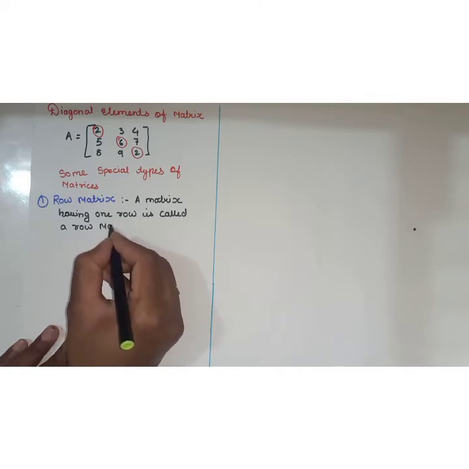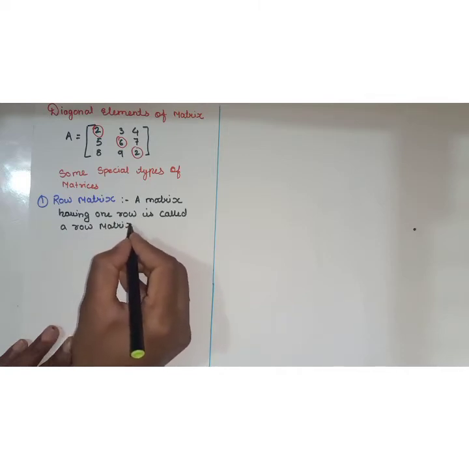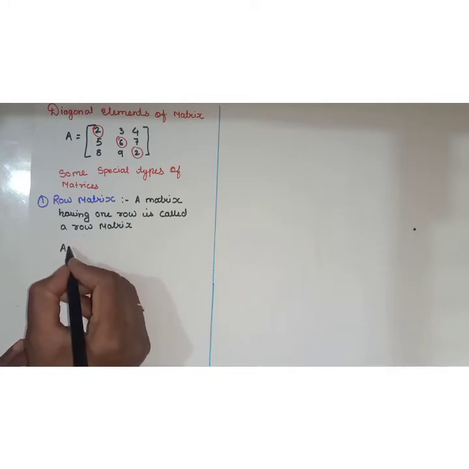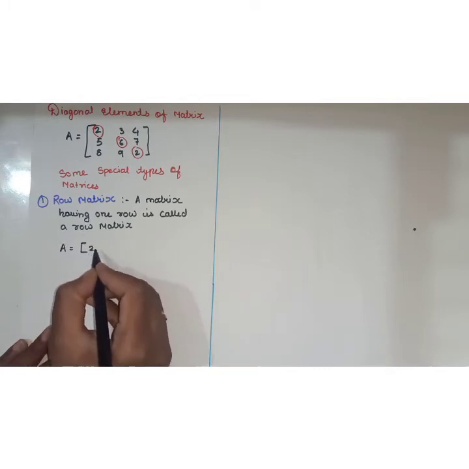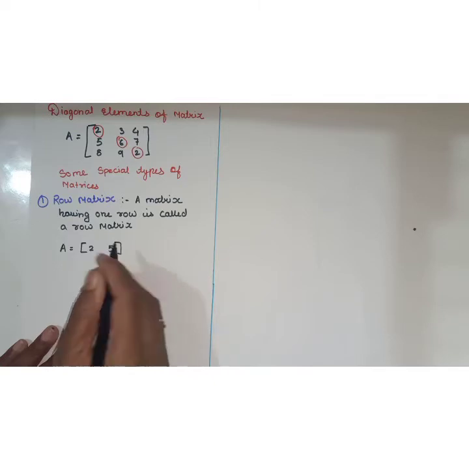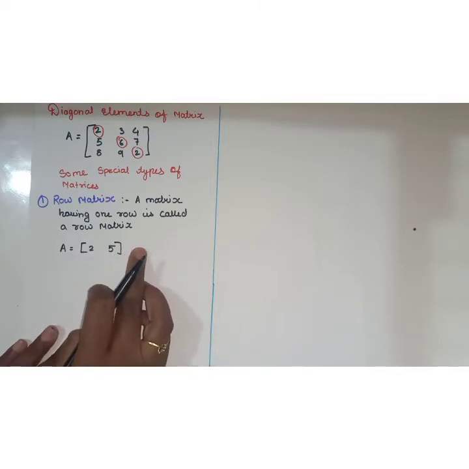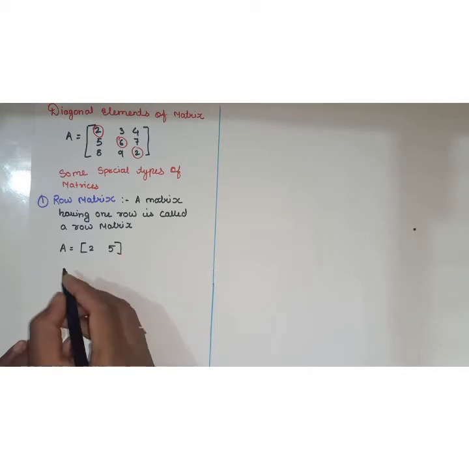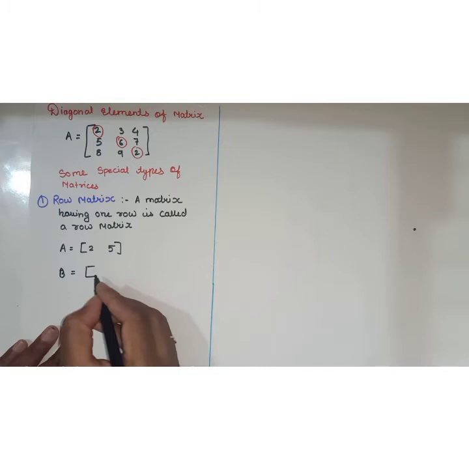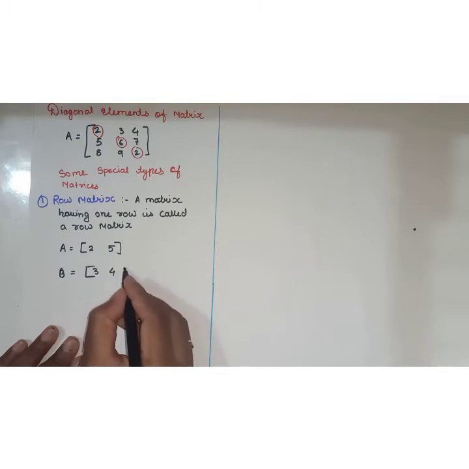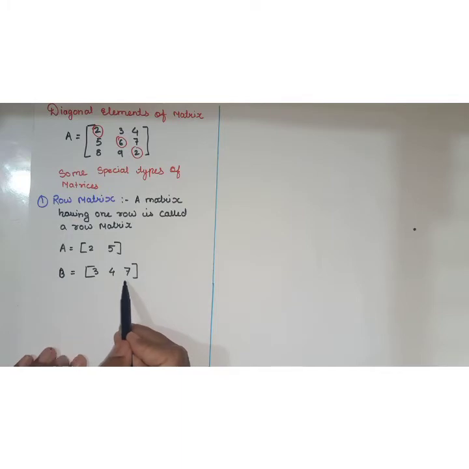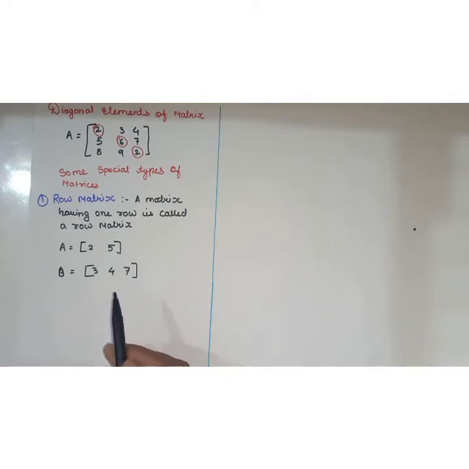For example, here A equals 2 and 5. How many rows is it having? It has just one row. So what do we call it? We call it a row matrix. Take another matrix B: 3, 4, 7. How many rows is it having? It also has one row, that's why it is also called a row matrix.